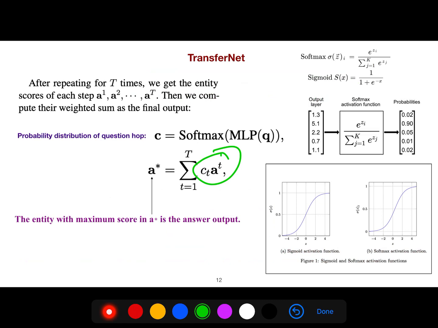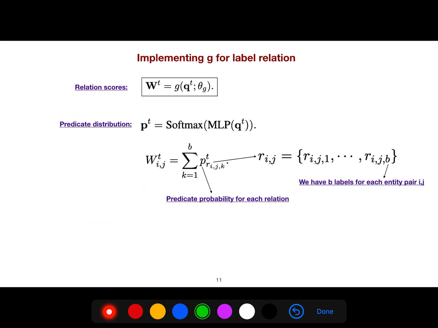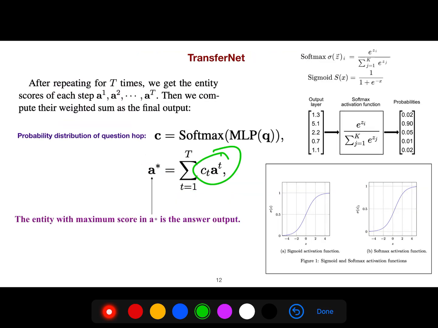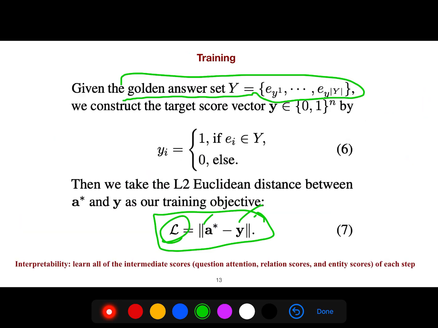So let's come back to what I was talking about. Here, because the probability of relation if I'm going from i to j depends on many predicates, because we have B labels for each entity, we marginalize like that. And here we use softmax to create a probability out of that. And so the entity with the maximum score A star is the answer output. As simple as that.